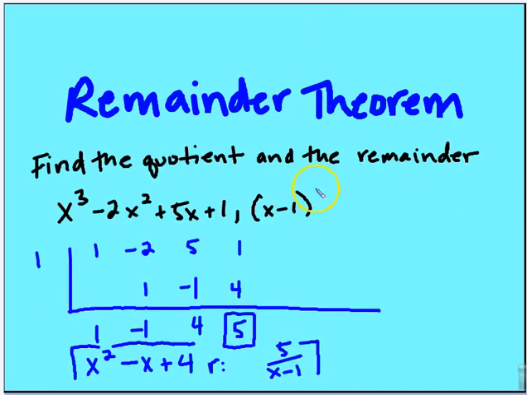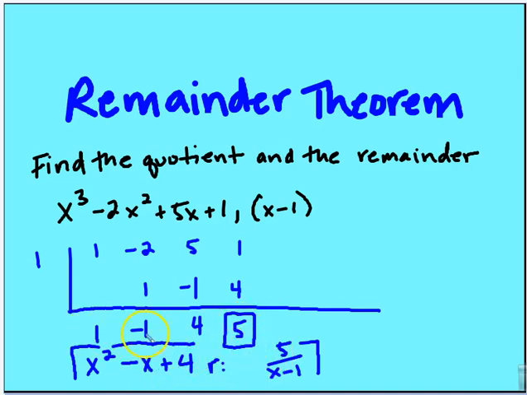All right, so let's take a look at some problems. Find the quotient and the remainder. I'm going to go through this first one with you. So x cubed minus 2x squared plus 5x plus 1 with the potential factor of x minus 1. The root, potential root is 1, so I put 1 here. Let me go through my synthetic division process. I end up with a 5 as the last value here. And so that's going to be my remainder.